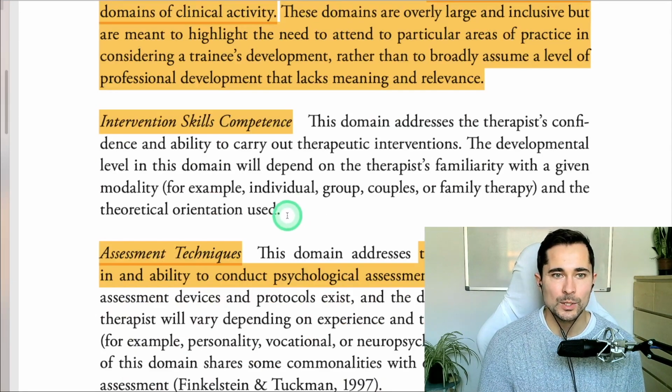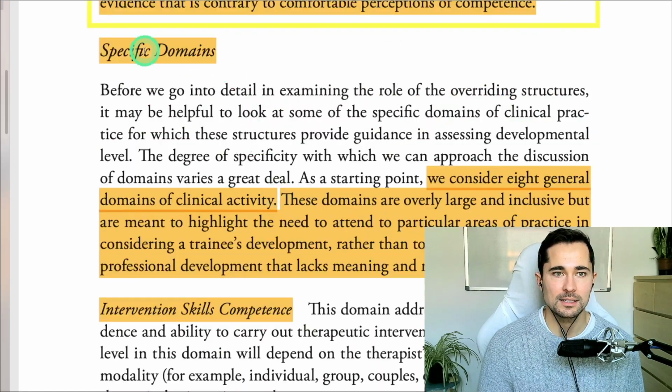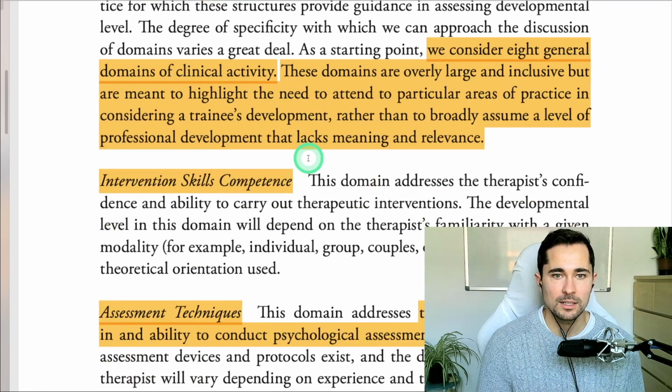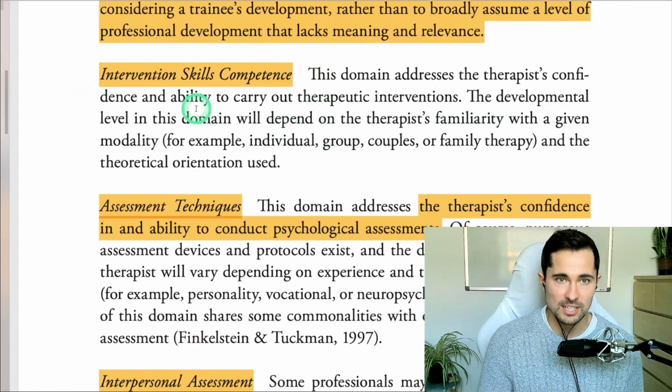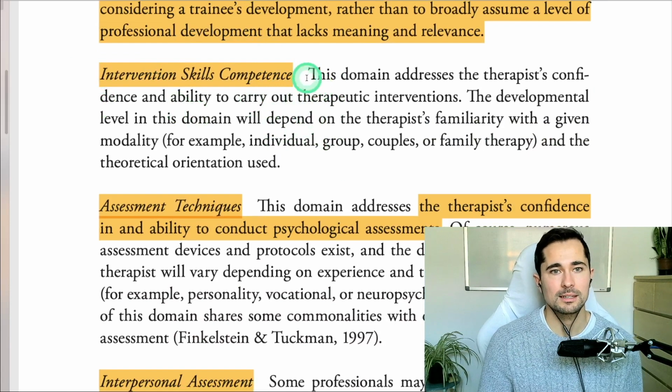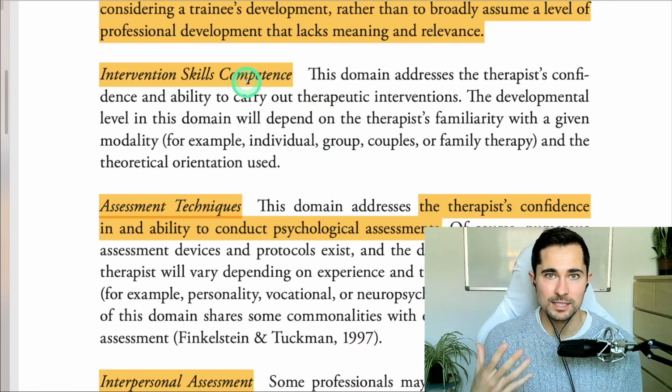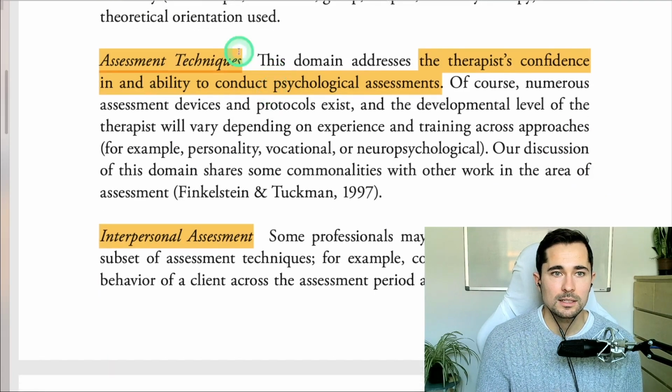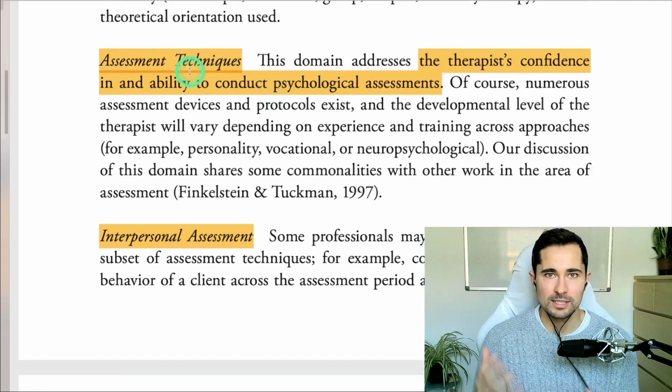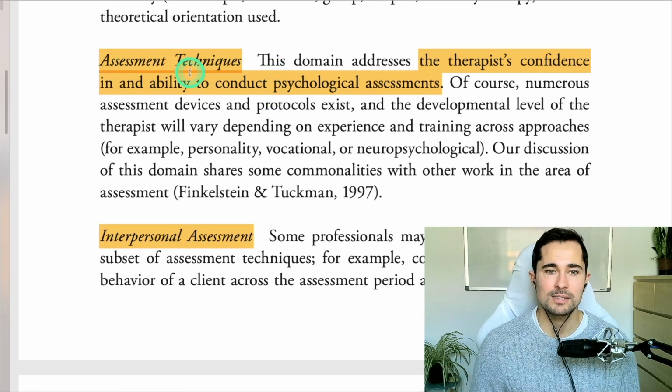So let's look then at these 8 specific domains. So intervention, skills, competence. How competent are we at providing skills or interventions in psychotherapy? Assessment techniques. What's my skill and knowledge about giving assessments?